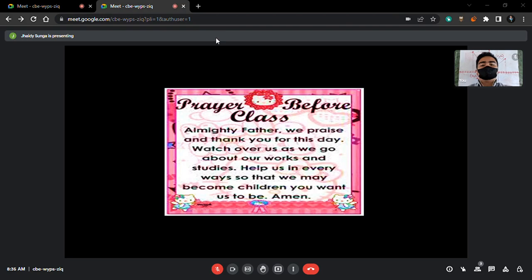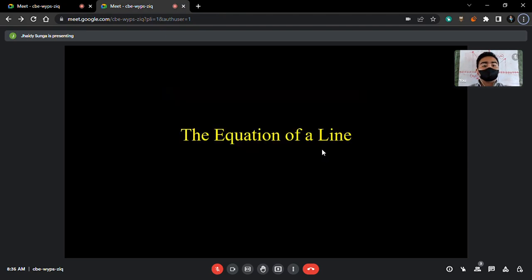For this time, let us now deal with this lesson. This is the equation of a line. Yes, we have the linear equation, but this time we have the equation of a line.